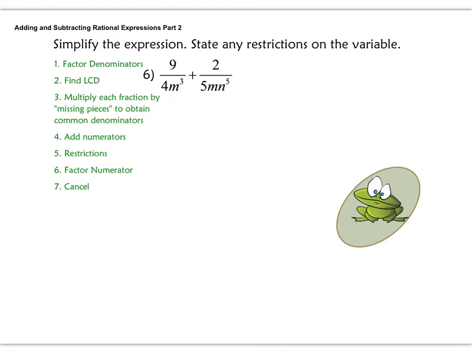All right, moving on to the next one. So no minus sign to distribute, so we'll jump right in. Step 1, factor the denominators. Again, neither of them have plus or minus. They're only one term. I can't factor.